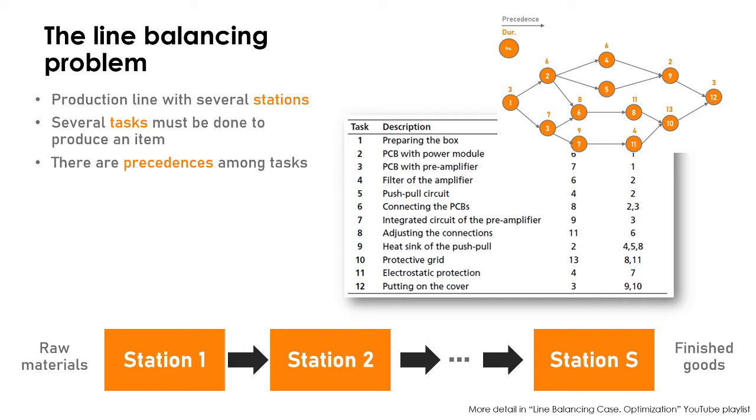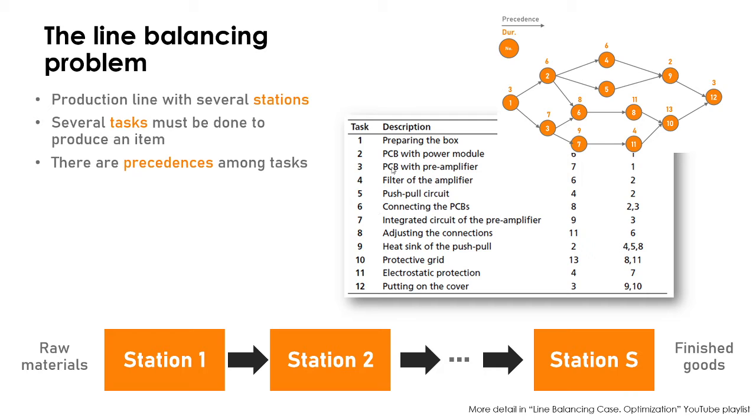The line balancing problem consists in assigning a series of tasks to a series of stations. In this case, we have a company that manufactures amplifiers, which require a set of operations, these 12 operations, that should be done following or fulfilling some precedent requirements.